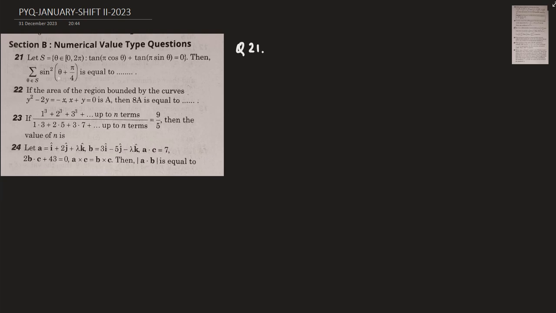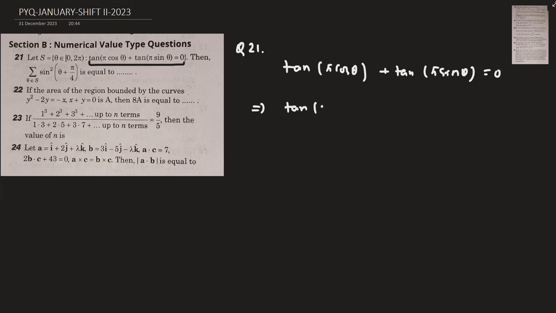Here all the theta are nothing but the solutions of this first equation S, so we have to find the solution of this one. Whatever we get after solving will be the different values of theta. Now our trigonometric equation is tan(pi cos theta) plus tan(pi sin theta) equal to 0. We can solve this like this: tan(pi cos theta) is the same as minus tan(pi sin theta).